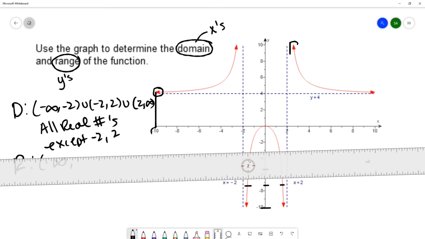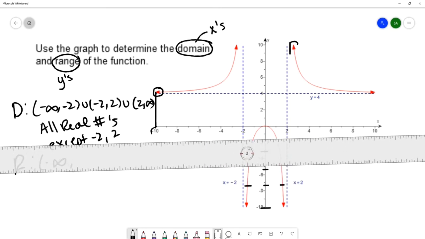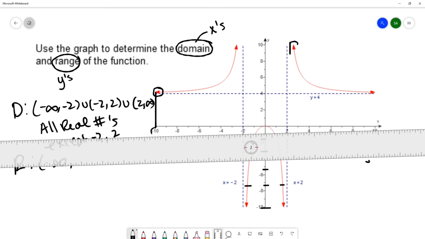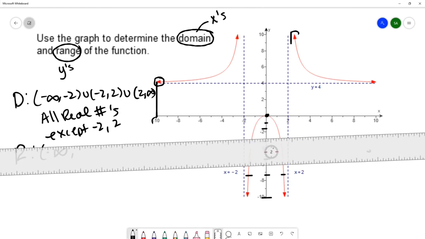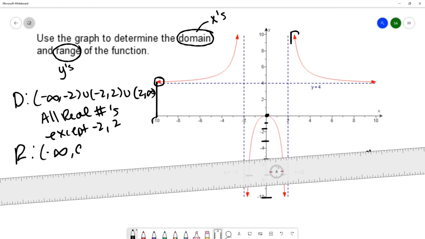So the range continues until the line ends, and the line ends right here. Excuse me, right here is where the line ends. And so that y value where the line ends is 0. And I'm going to put a bracket on that 0 because that point, that's the ordered pair 0, 0. And that point is on the graph. So 0 should be included in the range.